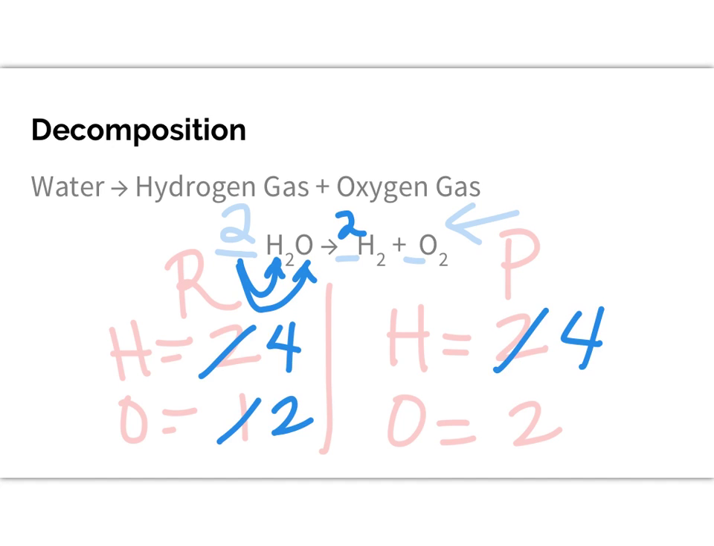I can take a look at how many of each type of atom I have on the left-hand side versus the right-hand side. I have 4 hydrogens on the left and the right. I have 2 oxygens on the left and the right. If I wanted to, I could put a little 1 in front of that oxygen, but that is now the ratio of how these molecules interact during this reaction. For every 2 water molecules that go into this decomposition reaction, it will produce 2 molecules of hydrogen gas and only 1 molecule of oxygen gas.